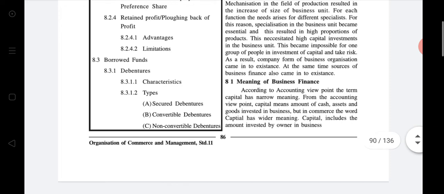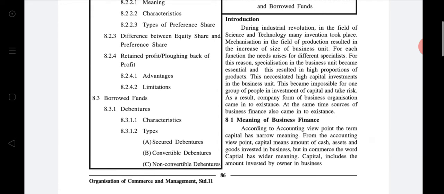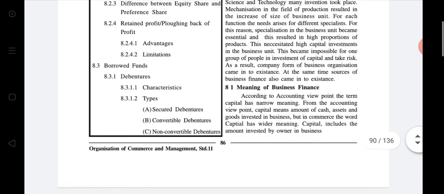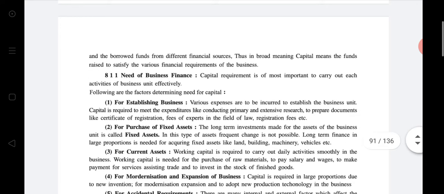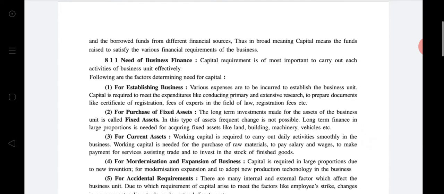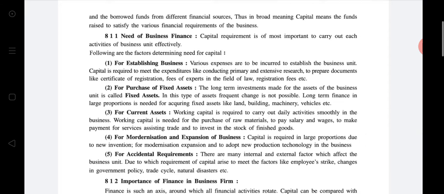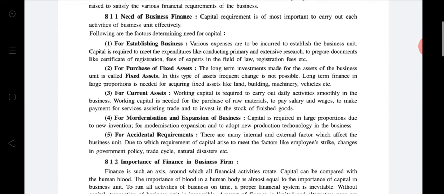So, chapter 8, Source of Business Finance. In lecture number 1, we have done the introduction, then the meaning of business finance, then the need of business finance. There are four factors affecting the need for capital: establishing a business, the purchase of fixed assets and current assets, modernization and expansion of business, and accidental requirements. These are the factors which determine the need for capital.